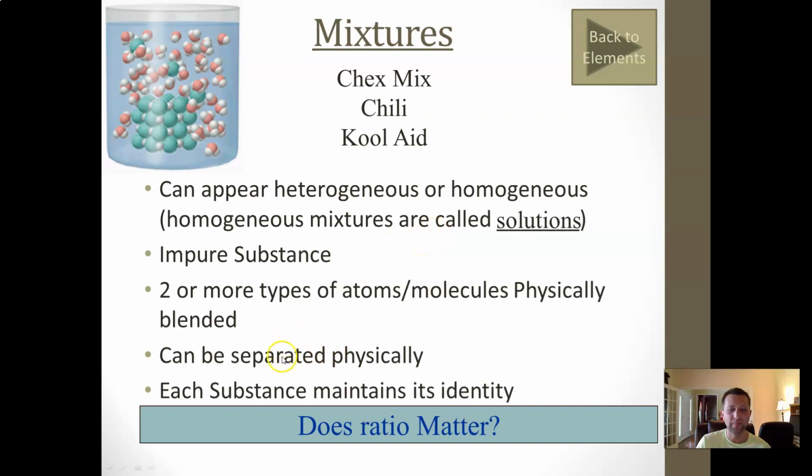Okay? So, compounds, the components gain new identities and properties once created in their compound, and in mixtures, they maintain the same identity.